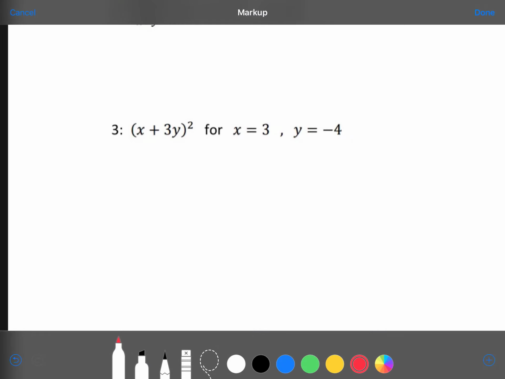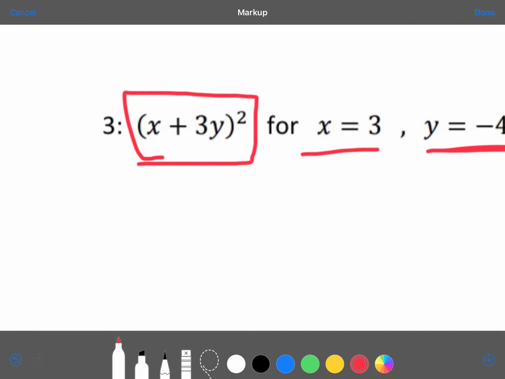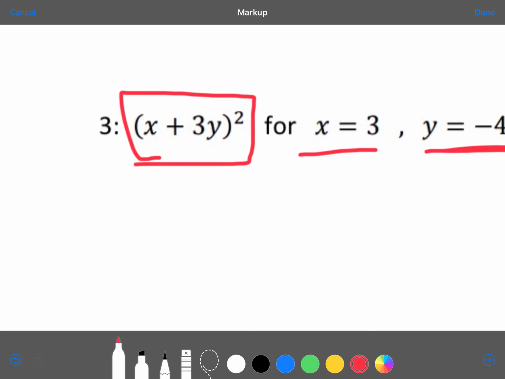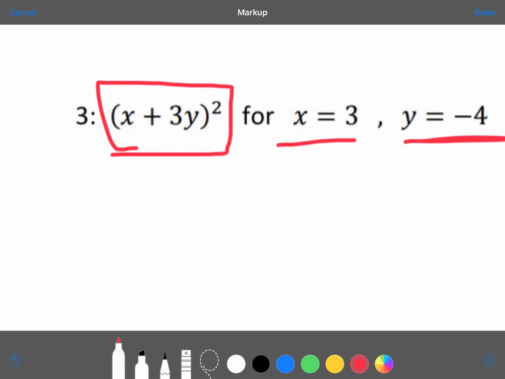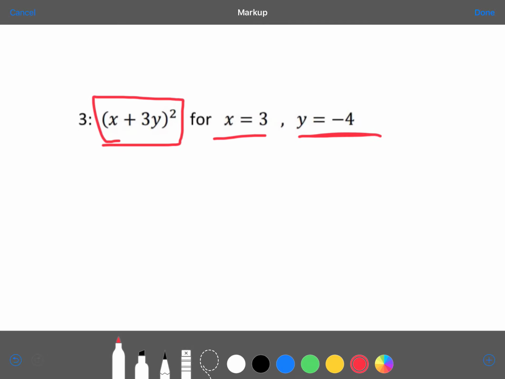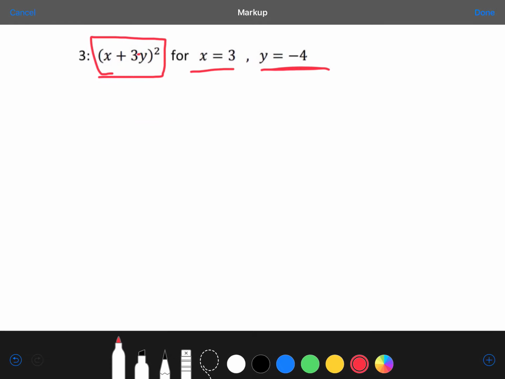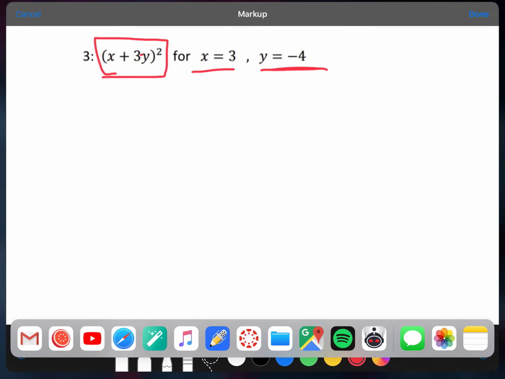So what do we have here? We have an equation right here, and they're giving you information about it. That's simple. They're telling you x is 3 and y is -4. So in your head, just imagine, replace the x with 3 and y with -4, but this is being multiplied right here. Okay? So now let's go here, x plus 3y squared.